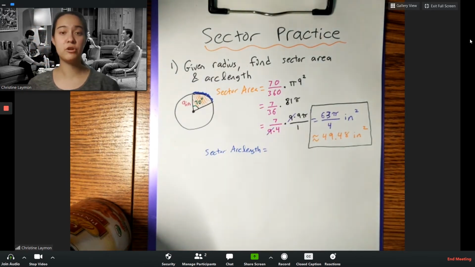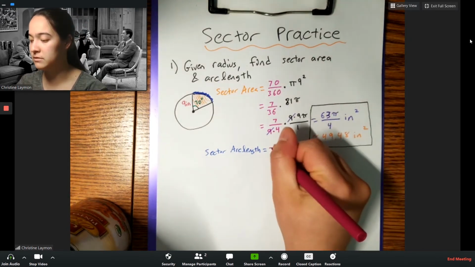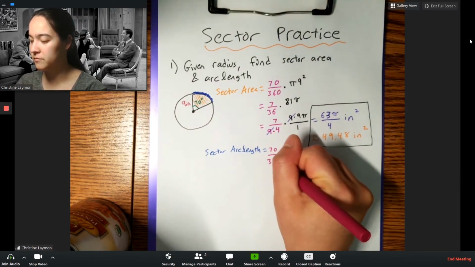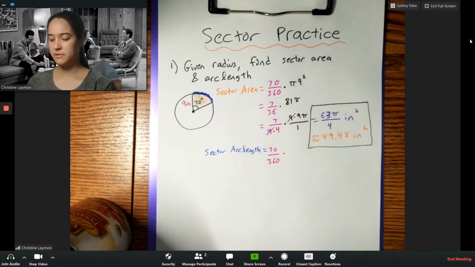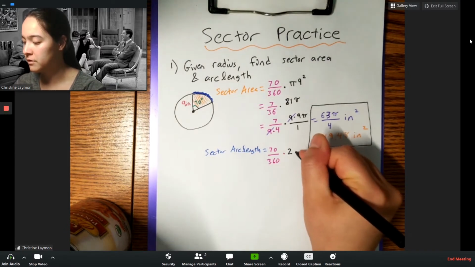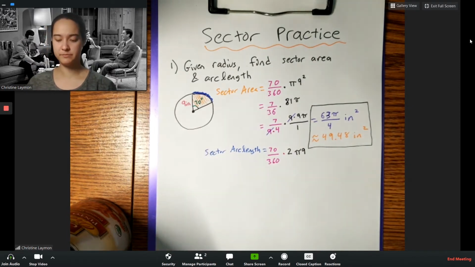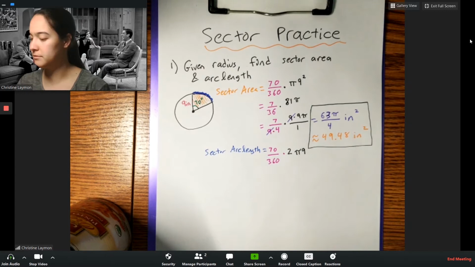And notice that we're going to use the same beginning, fraction that we care about times entire circumference. Well, the fraction that we care about is still 70 over 360. And our formula is 2 pi r for circumference. So 2 times pi times the radius of 9.